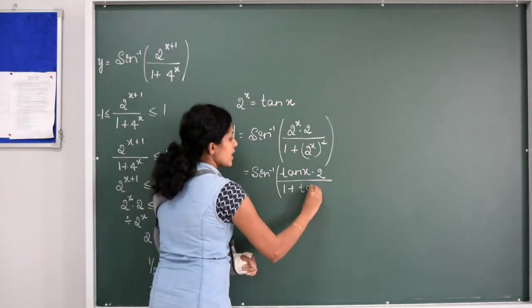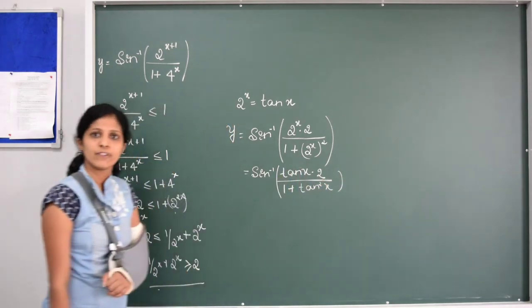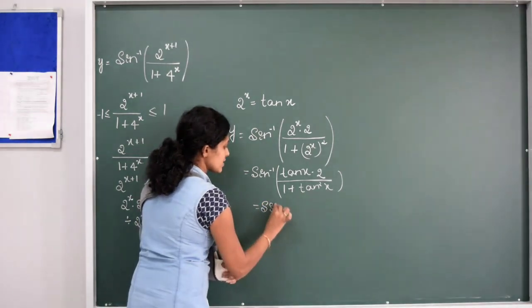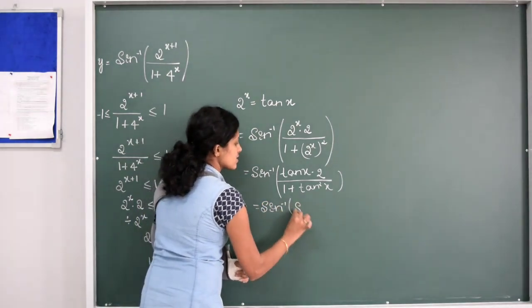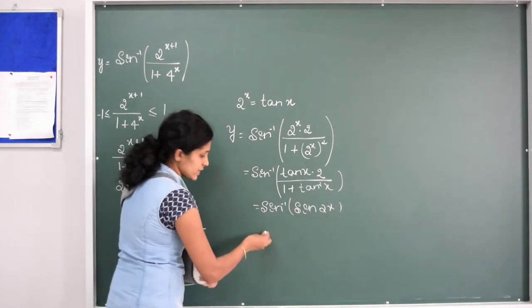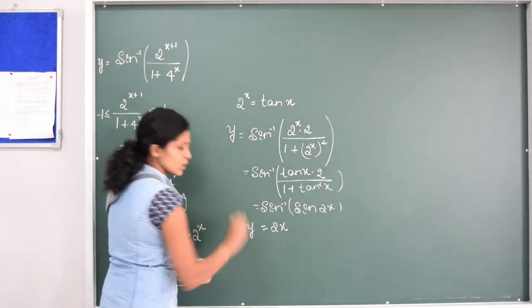So this will be now tan square x. So it's of the form 2 tan x divided by 1 plus tan square x. Which formula? It is sin 2x, right? So this is equal to sin inverse of sin 2x. Is it clear? Sin 2x, so sin inverse and sin will get cancelled. So this is equal to 2x. We got the value y is equal to 2x.